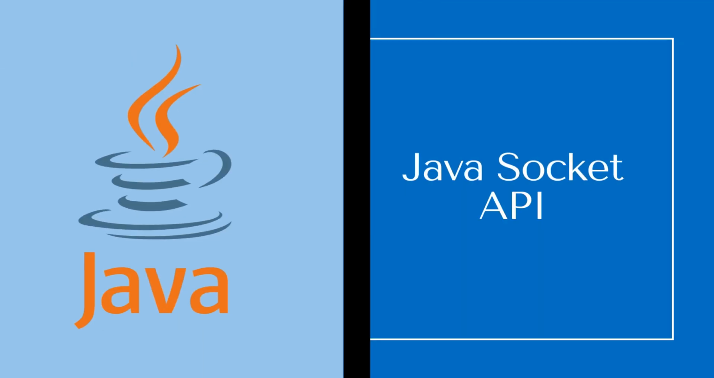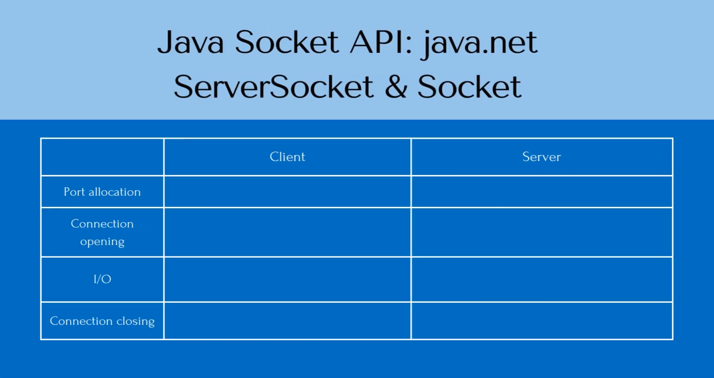Let's see how this translates to Java. Java Socket API is defined under the java.net package. Its two main classes are ServerSocket and Socket. As its name implies, the ServerSocket class allows issuing system calls specific to the server side, starting with registering a port with the operating system.